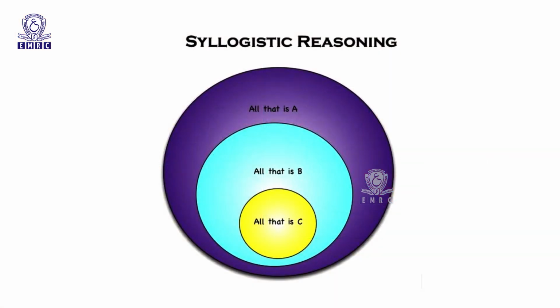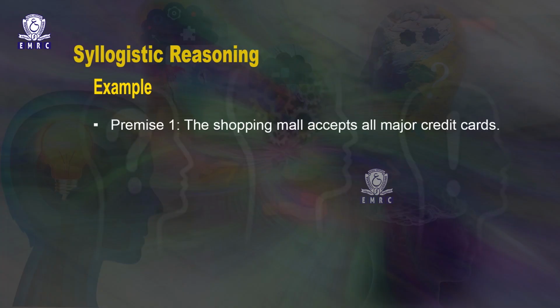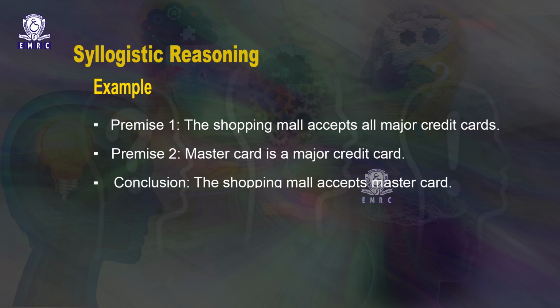All syllogisms consist of a major premise and a minor premise and then a conclusion. So, important thing to remember is there will be two premises just like any other, but one is a major premise, the second one is a minor premise. So, let us take another example. Premise 1, the shopping malls accept all major credit cards. Now, the second premise is MasterCard is a major credit card. Then what will be the conclusion? The conclusion will be the shopping mall accepts MasterCard.